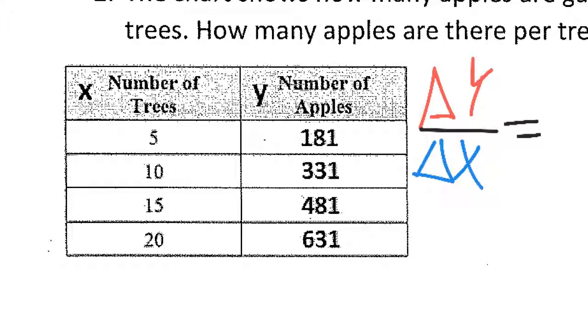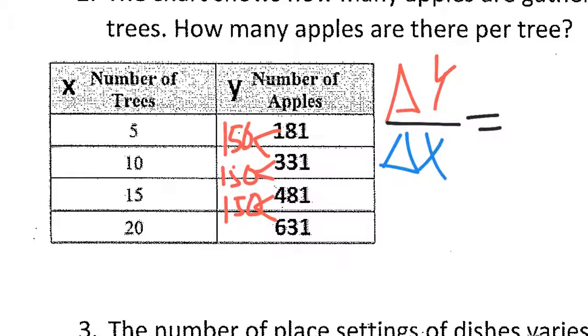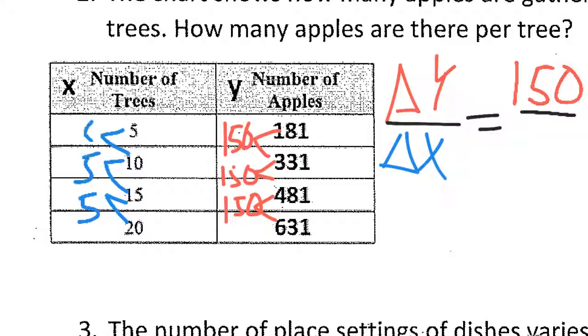What I'm going to do is look at the Y's first. So from 181 to 331, we change by 150. And the same is true on each one of these. Now, I know some of you guys are sick of checking every single one of these. Eventually, it's not going to change the same, or there's going to be something different about it. So it's important to always check. But the change of Y is 150. So now I'm going to check out my X's. So between 5 and 10, 10 and 15, 15 and 20, these all change by 5.